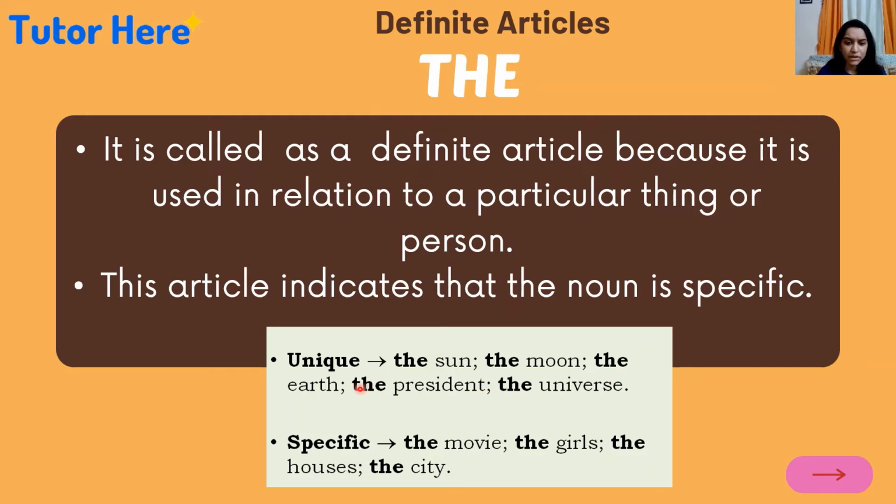For example, the unique ones are the sun, the moon, the earth, the president, the universe. We are talking about a particular thing. And here, specific things. It can be a movie, he is watching a movie. But here, we are talking about one specific thing. He is watching the movie. He is watching the girls here. So the is used when we are talking about a specific thing.